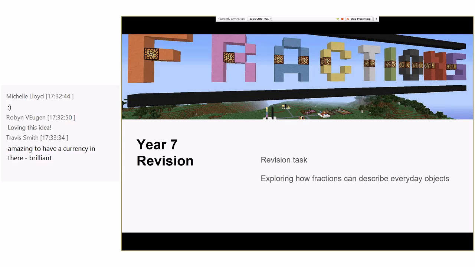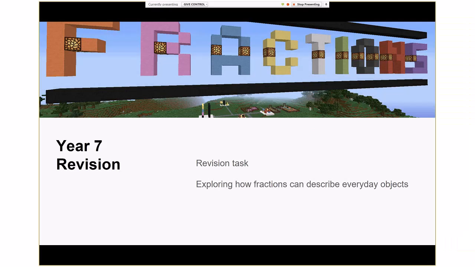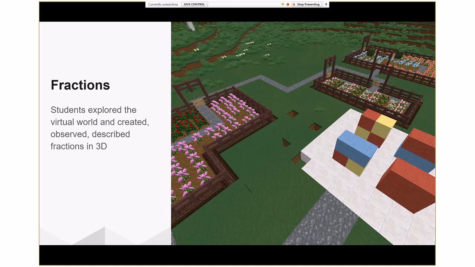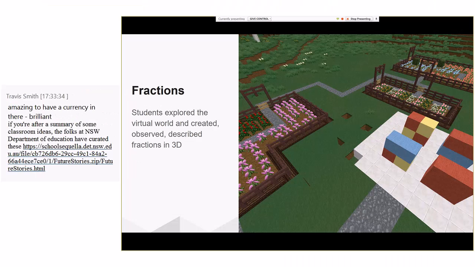So we did some brainstorming, what might fractions look like in Minecraft, and we built what we were calling a fractions park. And we wanted the girls to be able to describe and identify fractions, not just written down on paper in numerical form, but in the real world, so to speak. So what fraction of these garden beds are a particular flower? What fraction of that structure is a particular colour?